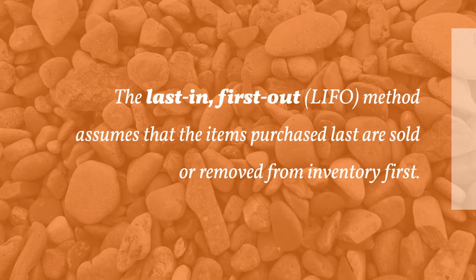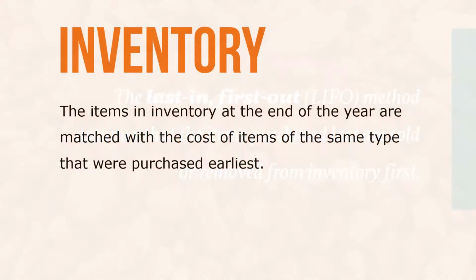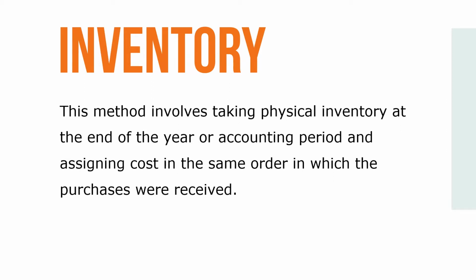The last in, first out (LIFO) method assumes that the items purchased last are sold or removed from inventory first. The items in inventory at the end of the year are matched with the cost of the items of the same type that were purchased earliest. Therefore, items included in the ending inventory are considered to be from the beginning inventory plus those acquired first from purchases. This method involves taking physical inventory at the end of the year or accounting period and assigning cost in the same order in which the purchases were received.